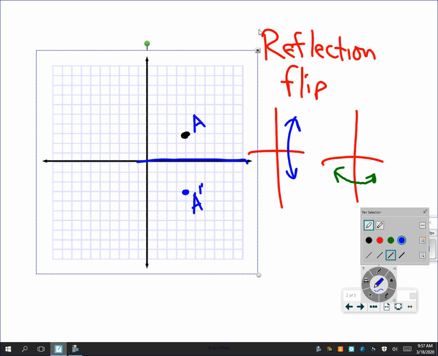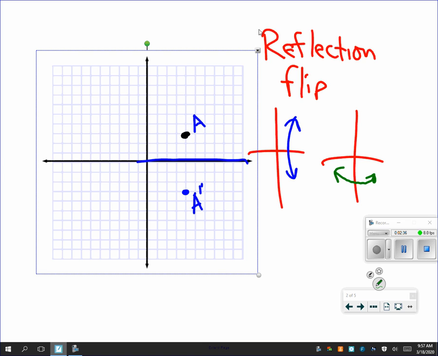Now over the y-axis, now here's my line of reflection. So it's 1, 2, 3, 4 away, so that means it has to be 1, 2, 3, 4 away on this side. 1, 2, 3, 4. And I'm going to use a double prime here because that's my second. All right, so remember, what's close stays close, what's far away stays far away.